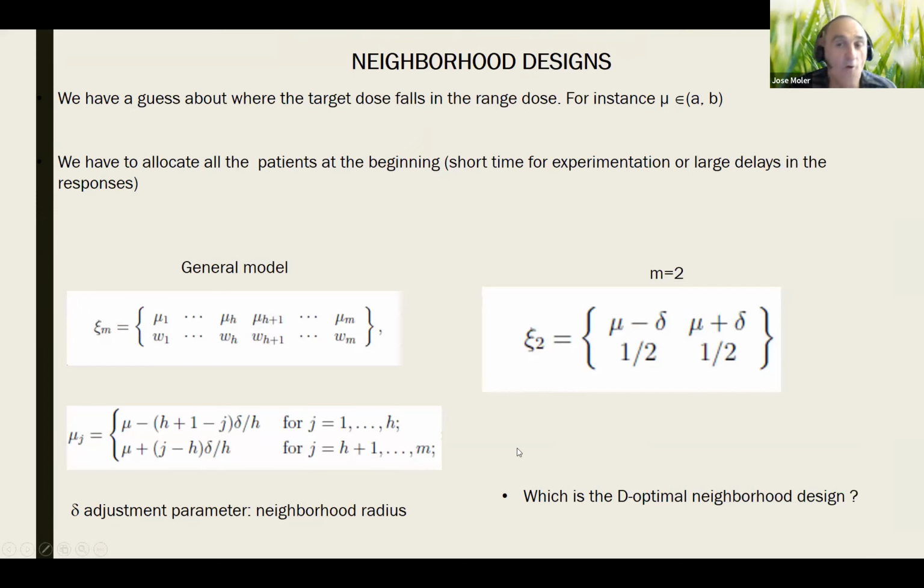Here, I present to you our proposal. One proposal we have to estimate jointly the target dose and the slope is the neighborhood designs. I'm going to focus on the simplest expression, which is this one. They are a general model, but I'm going to focus on that in this talk. The idea is to allocate patients. Mu will be the notation for the target dose, and delta will be called the radius, and you will see later that it is related with the slope. So we allocate half of the patients on the left of the target dose and the other half on the right of the target dose.